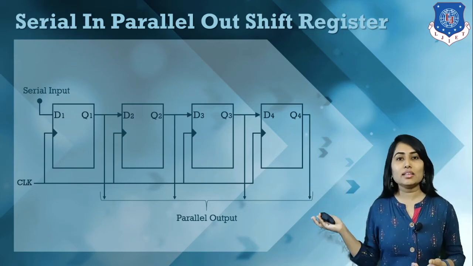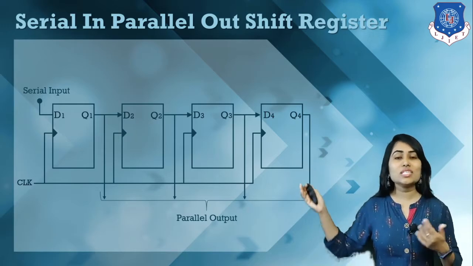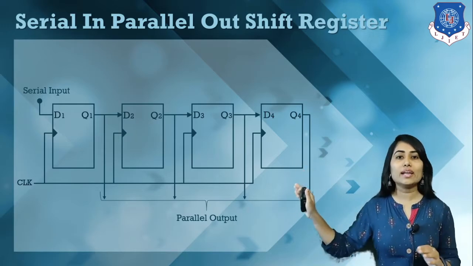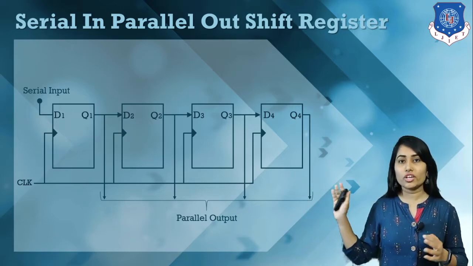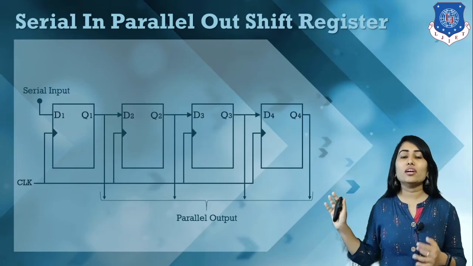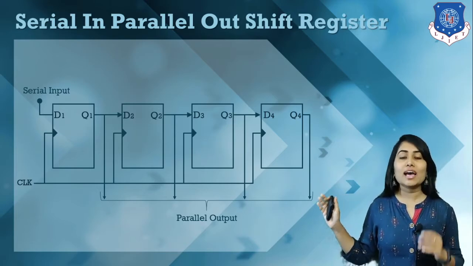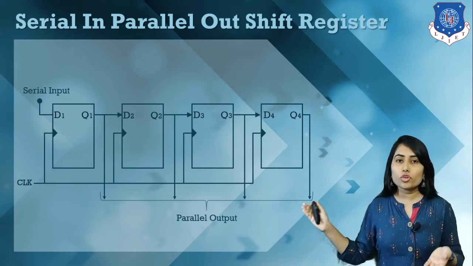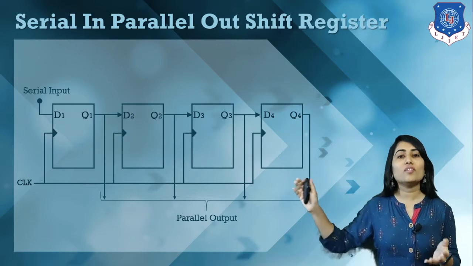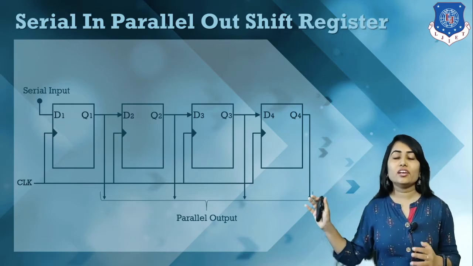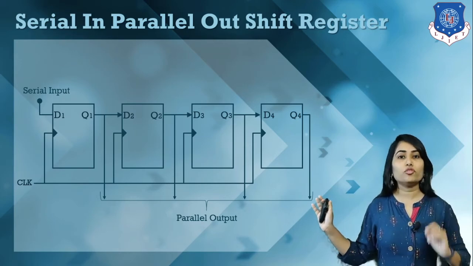That means parallel output, and our data is entered only at D1, that means serially in. Our data gets entered one by one and then shifts like this. At each and every stage we have our output data, and for this 4-bit serial in, parallel out, shift register, the data is present at the output side after the 4th clock pulse.